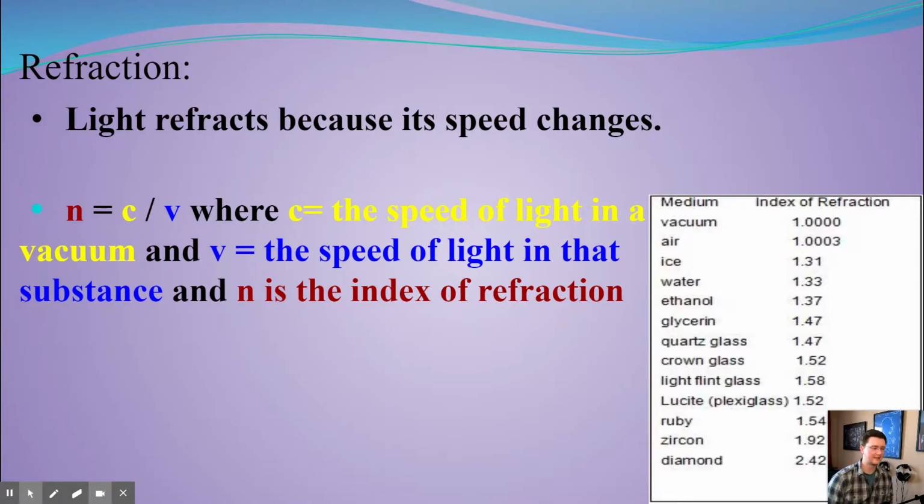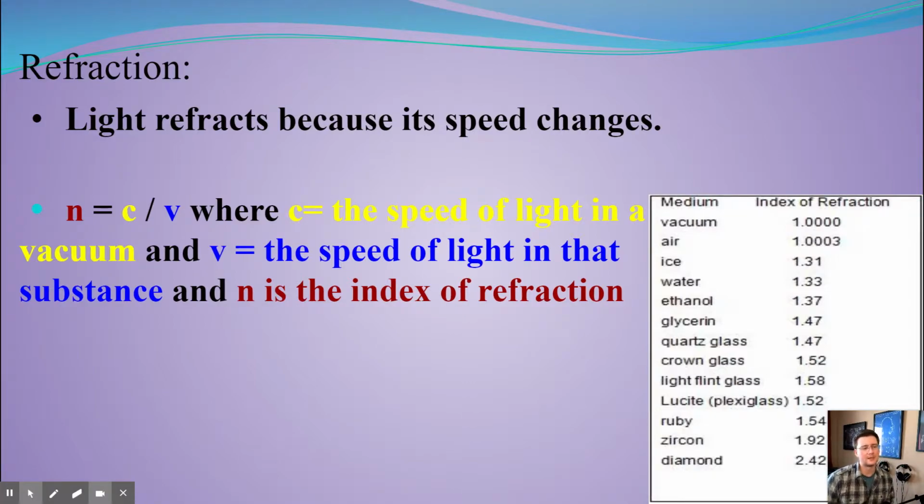The n is just a number, and there is not going to be a unit on it. On the right-hand side, you'll see a chart with all these different indices of refraction. Sometimes I'll ask you to find the index of refraction of a material. Other times I'll give you that and you'll have to find the other pieces, like how fast light will travel through it. With this particular equation, I typically have you determine the index of refraction.